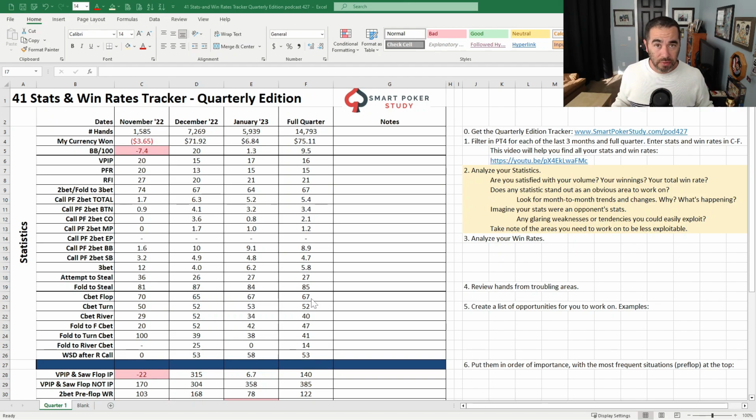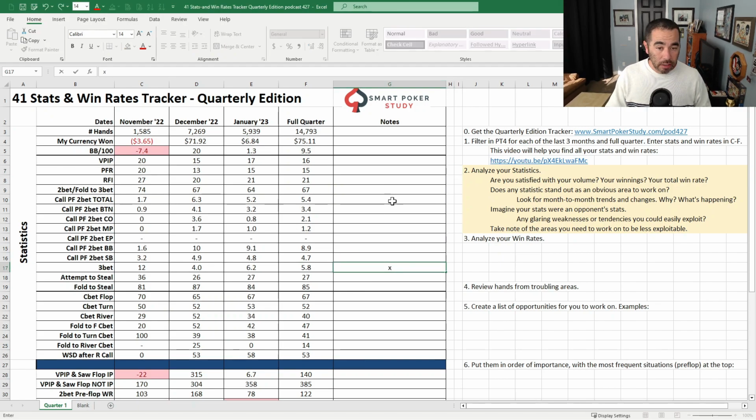So I probably need to find better, I probably need to pull the trigger on some turn double barrel bluffs and double barrels for value as well. Now, take note of the areas that you need to work on to be less exploitable.